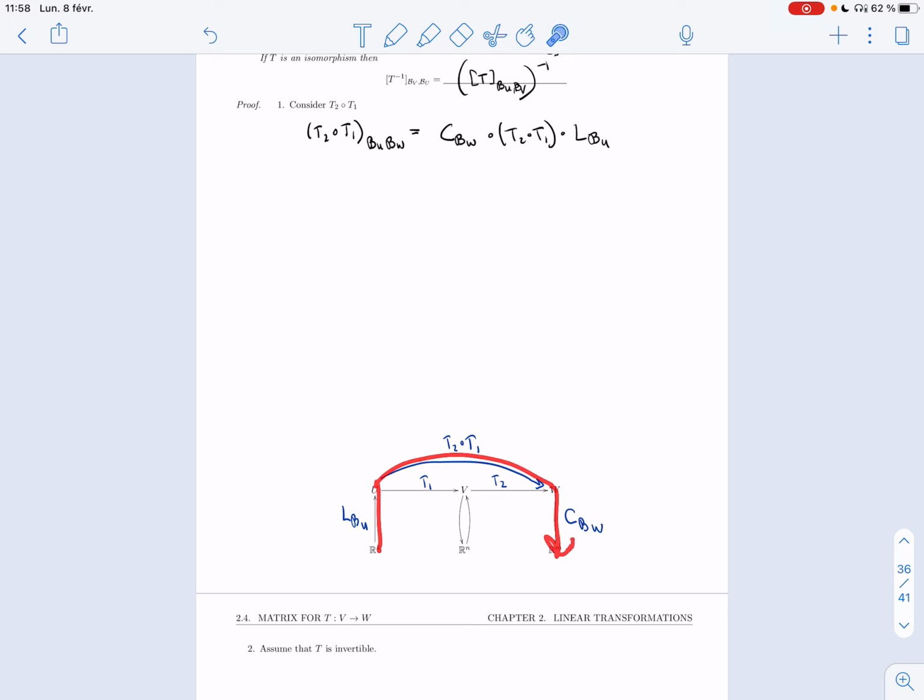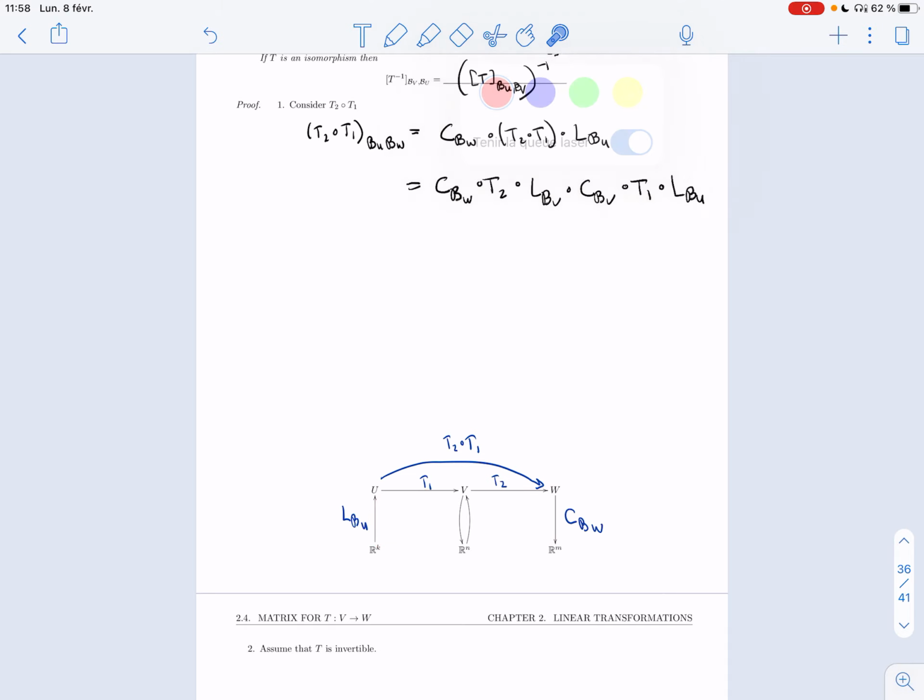Now, what I'll do is take a little stop in between. I'll do this and then come back and do this. And that's going to be the same because these two maps are inverses, so they cancel. So I'll do C_BW composed with T2, and then I'm going to insert the two inverses, L_BV and C_BV, composed with T1, composed with L_BU.